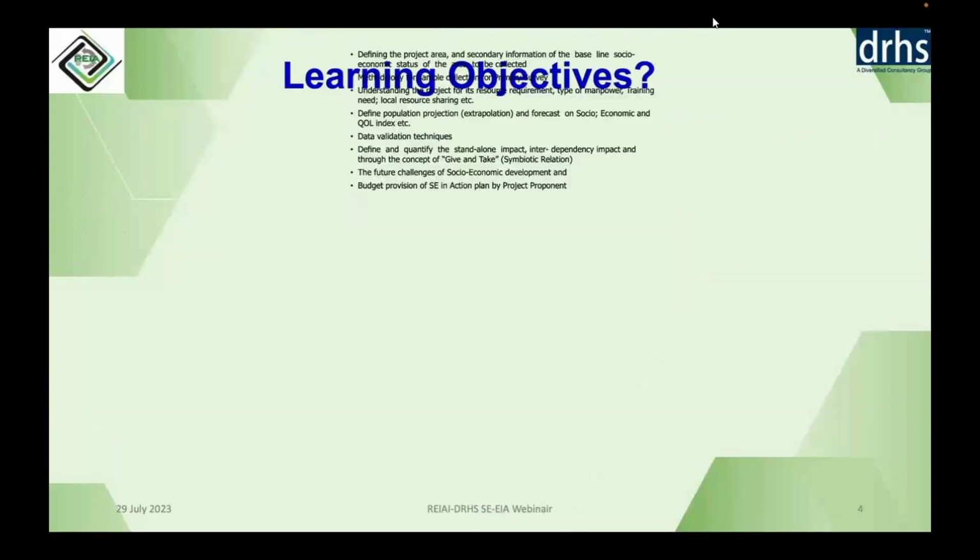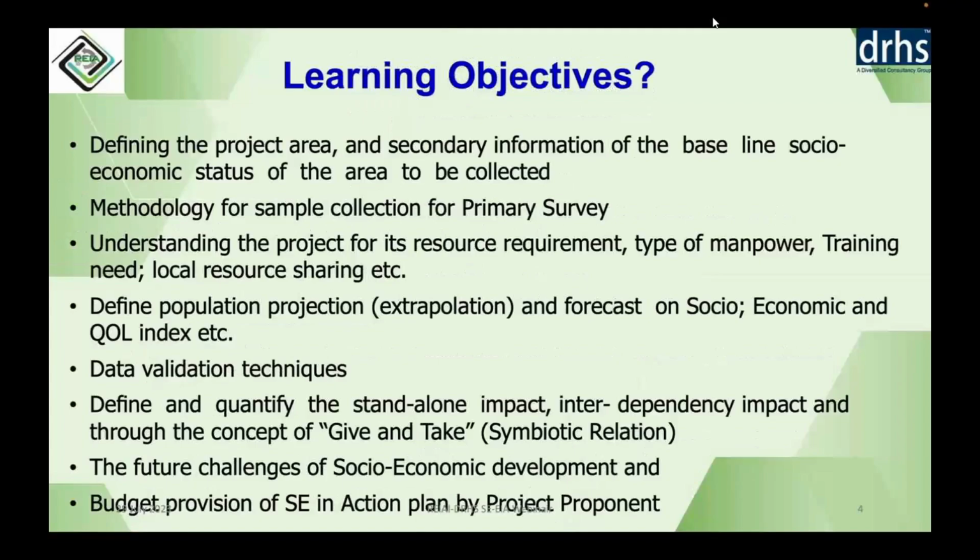Now, what are the learning objectives today? Defining the project area and secondary information of the baseline socioeconomic status of the area to be collected, methodology for sample collection for primary survey, understanding the project for its resource requirement, type of manpower, training needs, local resources sharing, etc. Defining population projection, extrapolation forecast, socioeconomic quality of life index, how to do it, data validation technique, define and quantify the standalone impact interdependency.